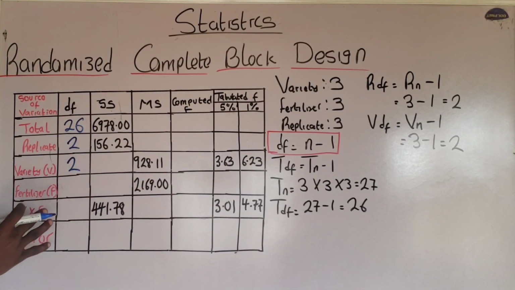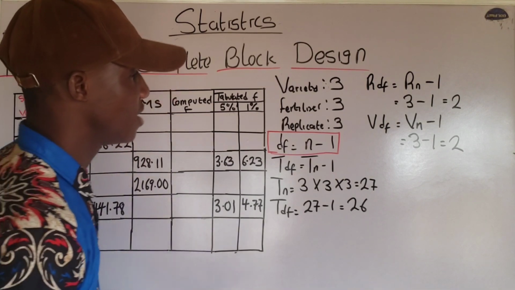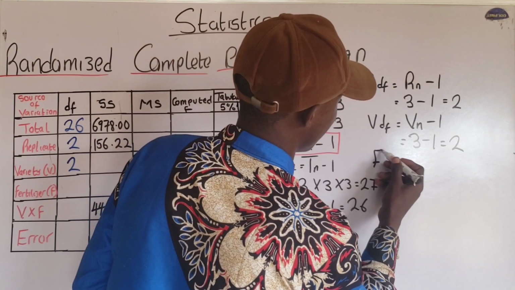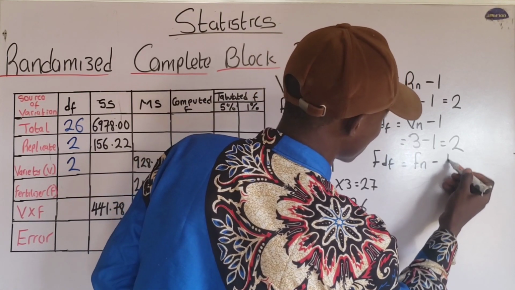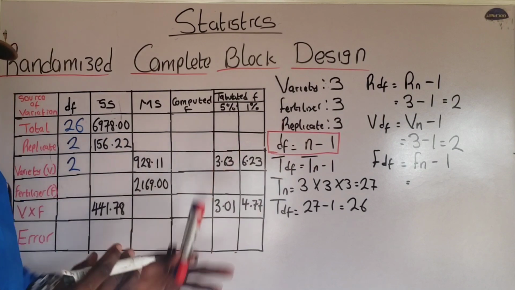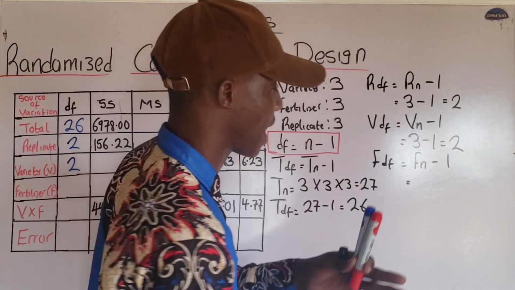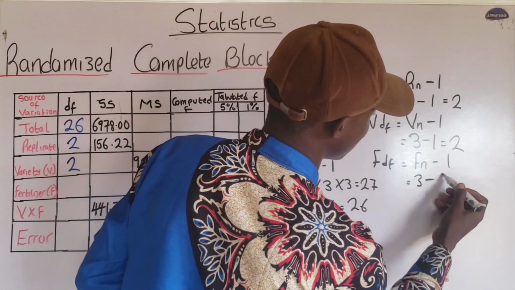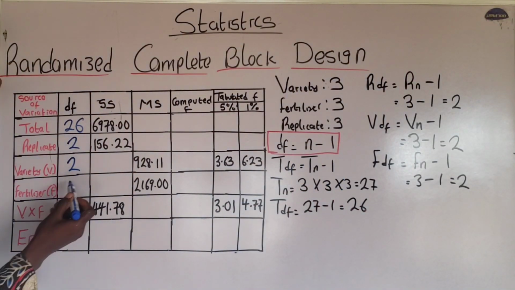Now we have fertilizer. How many fertilizers do we have? Fertilizer degree of freedom is equal to the number of fertilizers that we have minus 1. So the number of fertilizers that we have is what? We are given that it is 3 levels of fertilizer, which is 0, 100, and 200 kilogram per hectare. So we are going to have 3 minus 1, which is equal to 2. So the value of these cells is 2.